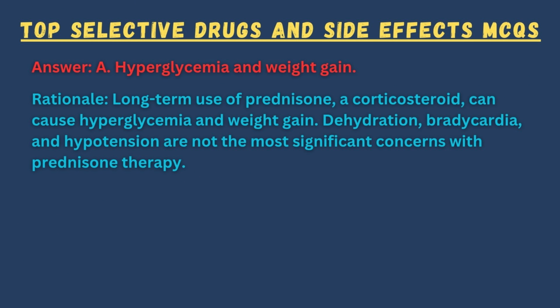Answer: A. Hyperglycemia and weight gain. Rationale: long-term use of prednisone, a corticosteroid, can cause hyperglycemia and weight gain. Dehydration, bradycardia, and hypotension are not the most significant concerns with prednisone therapy.